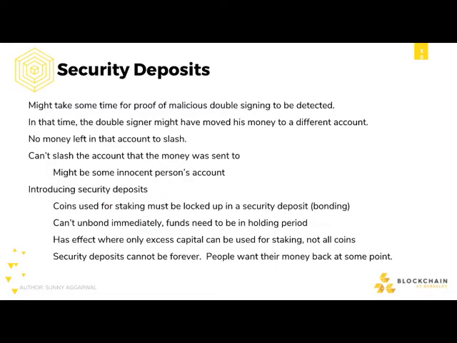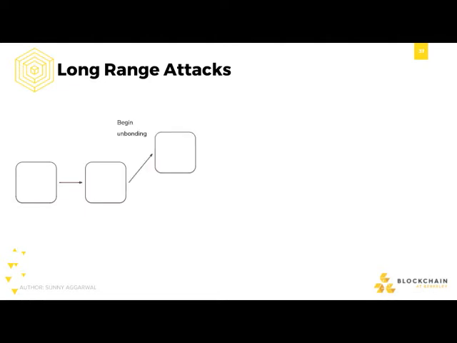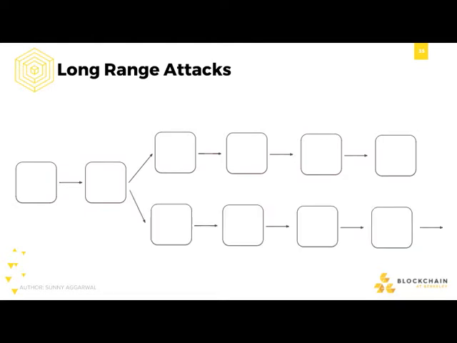We have this intermediately long bonding period now, bonding and unbonding period. So let's imagine the unbonding period is 3 blocks. We have this new attack vector called long-range attacks. Say the unbonding period is 3 blocks. So we begin unbonding here, 3 blocks, and finish unbonding, the security deposit is released, and then the attacker just moves his money, and then forks back before his money was bonded. And this requires a lot of stake, but there are ways to get that stake, right?